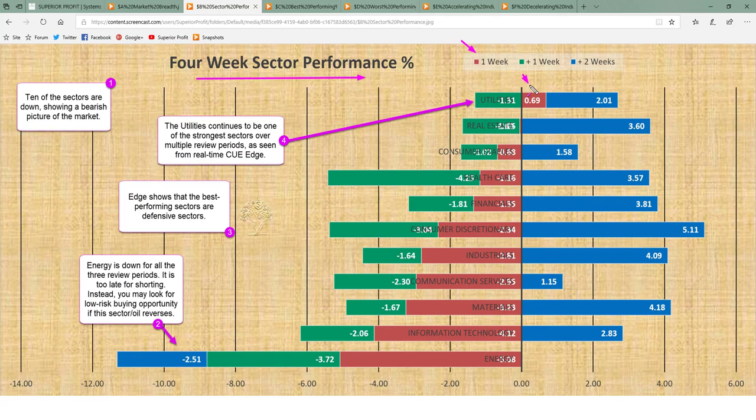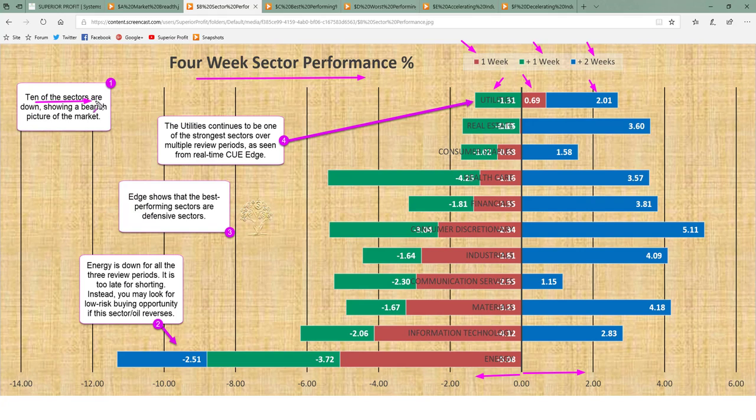Red bar represents performance of this week. Green bar, performance of 1 week prior to the red bar. And blue bar, performance of 2 weeks prior to the green bar. Together, they represent 4 weeks or about 1 month of performance. Any bar to the right of the zero line shows the sector went up. Any bar to the left of the zero line shows the sector went down.